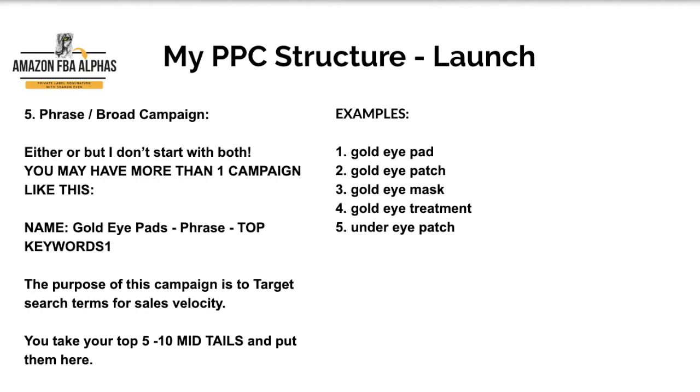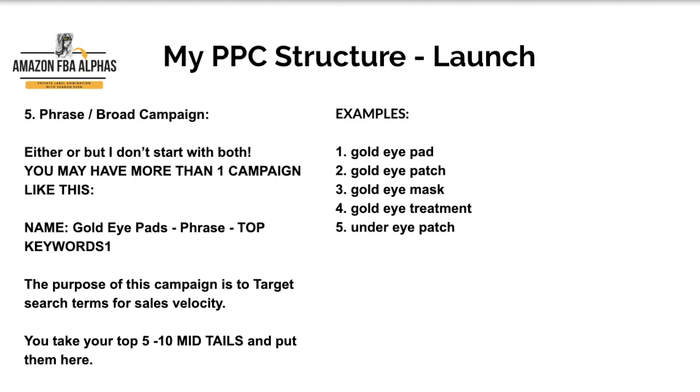This is what has worked for me. Some of you guys that I've coached, after I see your specific product and the competition on it, you may have seen that I have made both a phrase and a broad campaign with you, but I usually only have either phrase or broad. Either or, but I don't start with both. You may have more than one campaign like this. So you may have a gold iPads phrase top keywords.